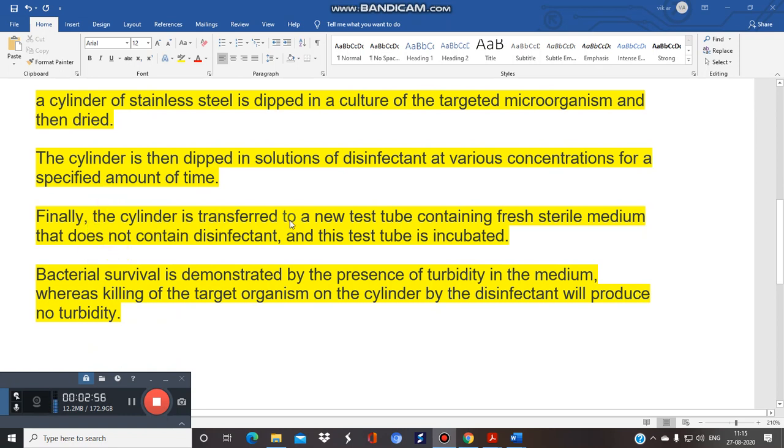Finally, the cylinder is transferred to a new test tube that contains a sterile medium and does not contain any disinfectant. The test tube is incubated, cultured, and bacterial survival is demonstrated by the presence of turbidity in the medium. Killing of the target organism on the cylinder by the disinfectant will produce no turbidity, so we observe the turbidity of the medium.